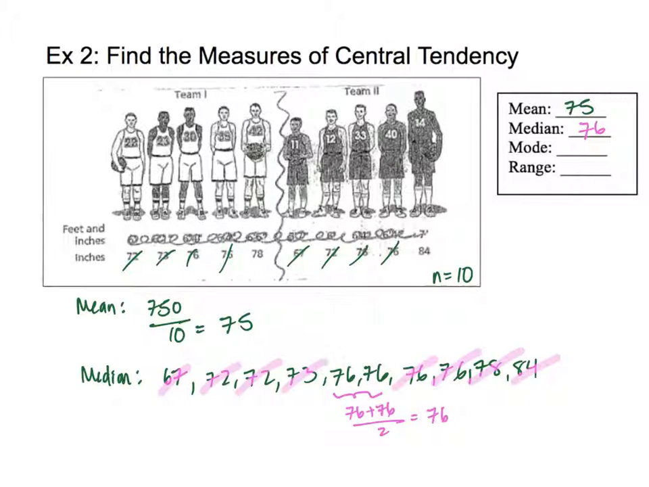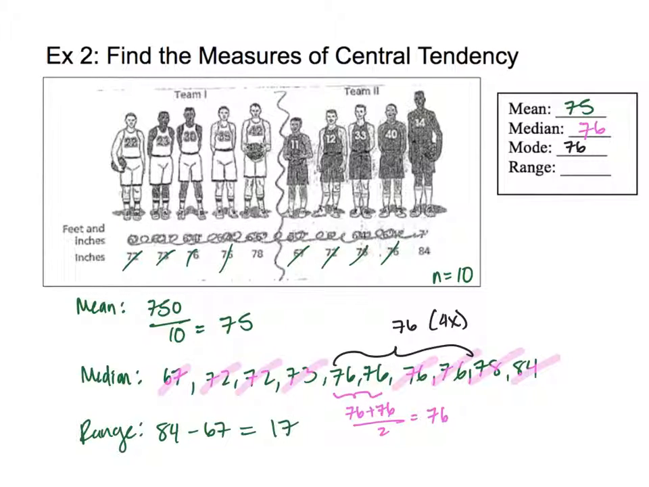For the mode here, you might have noticed that 76 appeared 4 times, right? 4 times. So in this case, our mode here has to be 76. Our range here is taking the highest number, which is 84, and subtracting it by 67. And that gives us, I think, 17. Let me make sure and put that in my calculator. Yep, it's 17. So our range here is 17.